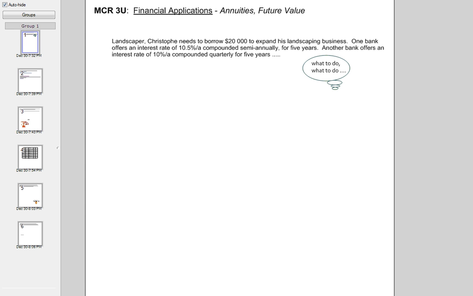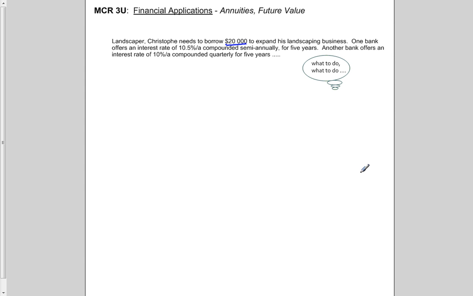We have a landscaper who needs to borrow $20,000. One bank offers an interest rate of 10.5% per annum compounded semi-annually for 5 years. Another bank offers an interest rate of 10% per annum compounded quarterly for 5 years. Which is the better plan? Very important to compare. Let's do it by hand first of all.